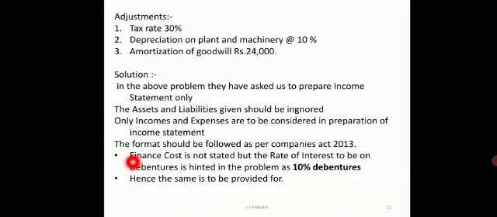Now there is a word finance cost. Finance cost is stated in the format, but the adjustment or anywhere the rate is not specified. The problem specifies 10% debentures. That means yearly we are paying interest on debentures at 10 rupees per 100. For a 100 rupee debenture we are paying 10 rupees as interest. So the same has to be provided.